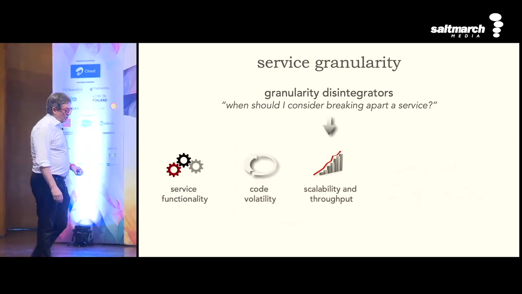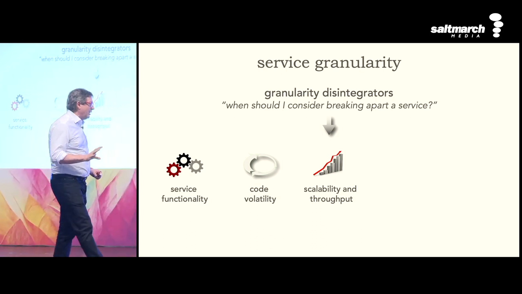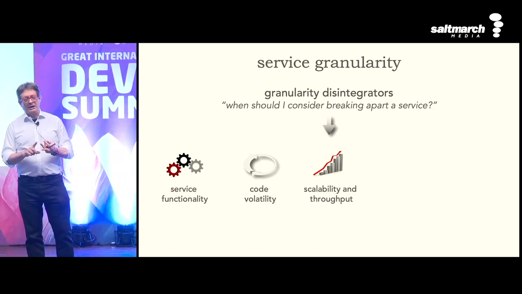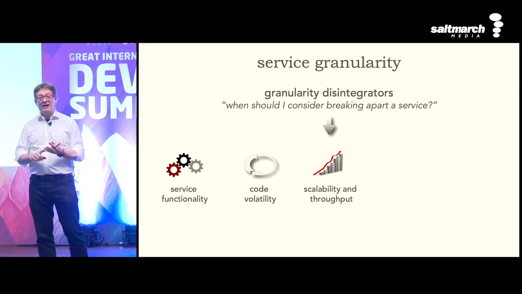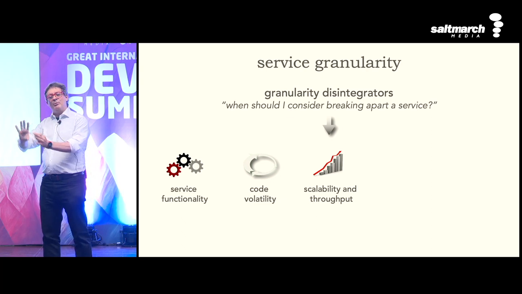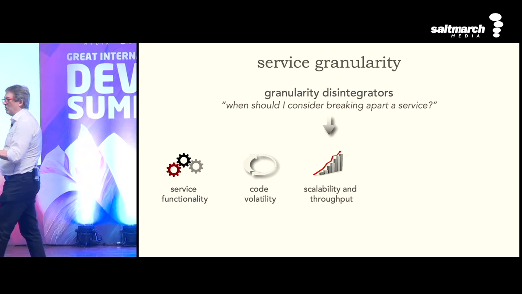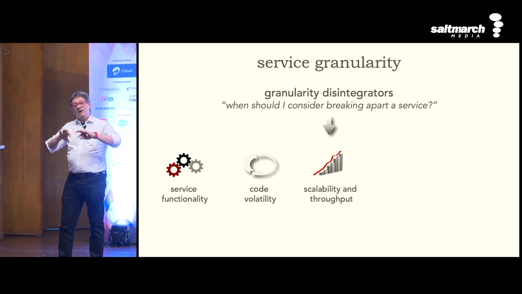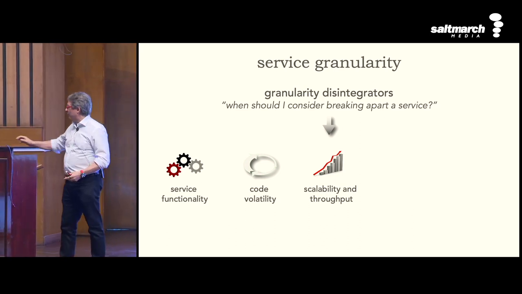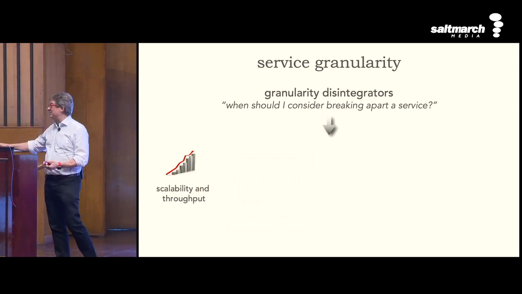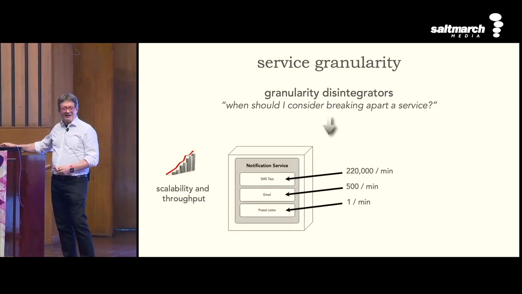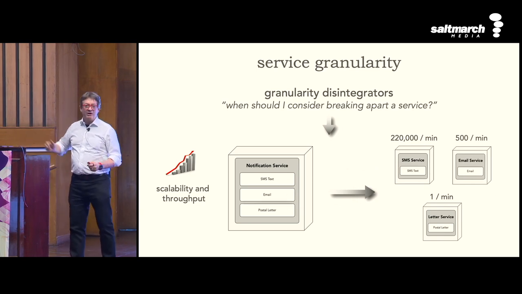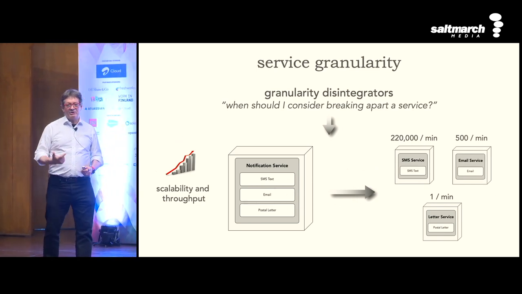The third of these, we call scalability and throughput here, but this is really part of the family of what we call operational architecture characteristics. Scalability, throughput, elasticity, availability, reliability, these are all the architecture characteristics that overlap with operations and DevOps, and these are important because very often these drive your decisions on, I need one part of my system to be much more scalable than another, and that's an obvious way to break things apart based on how scalable one part needs to be versus the other. For example, let's say that on my notification service, I get 220,000 SMS, 500 email, and one postal letter. That would allow me to break things down into an SMS service, an email service, and a letter service.